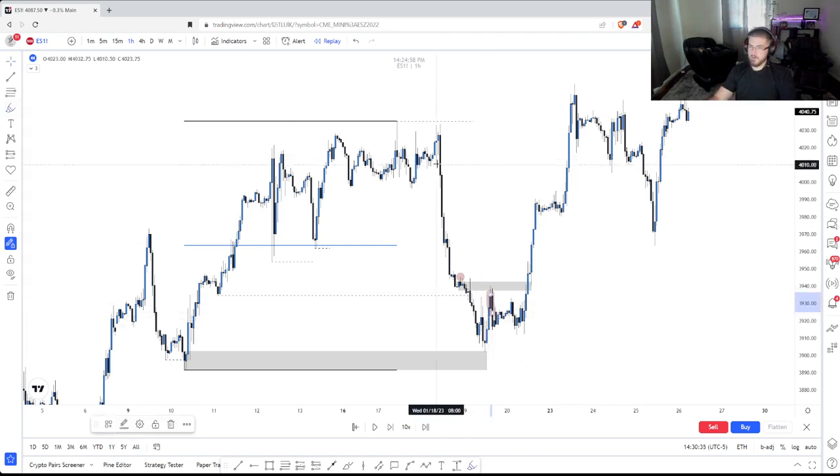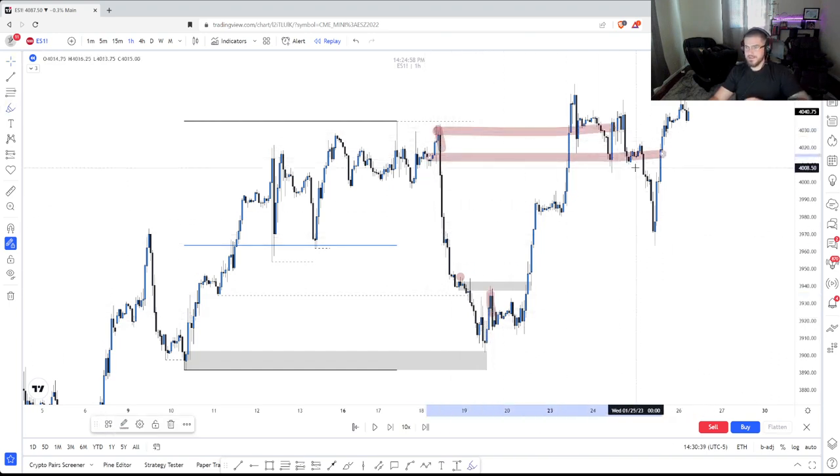I would have picked this candle, or maybe this candle. You're like, what the fuck? That's just not how it works.